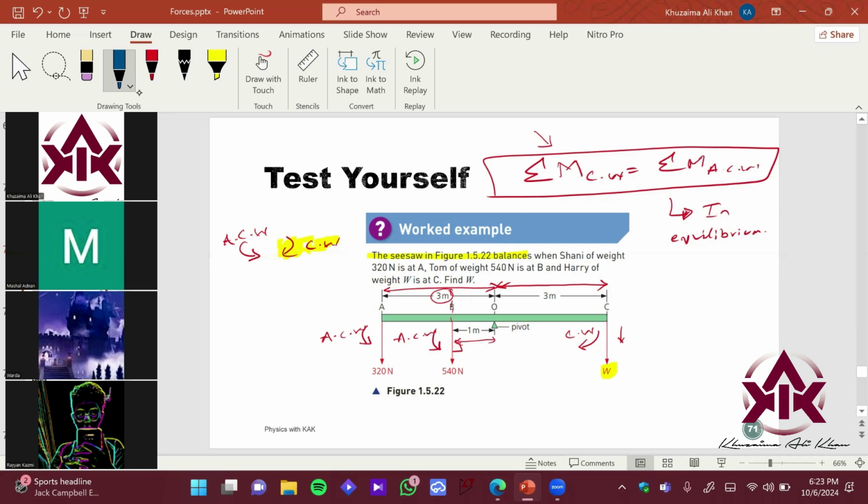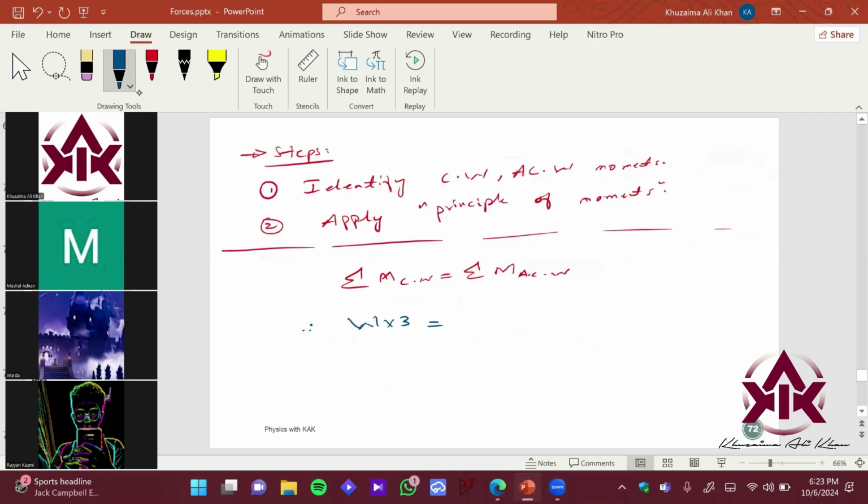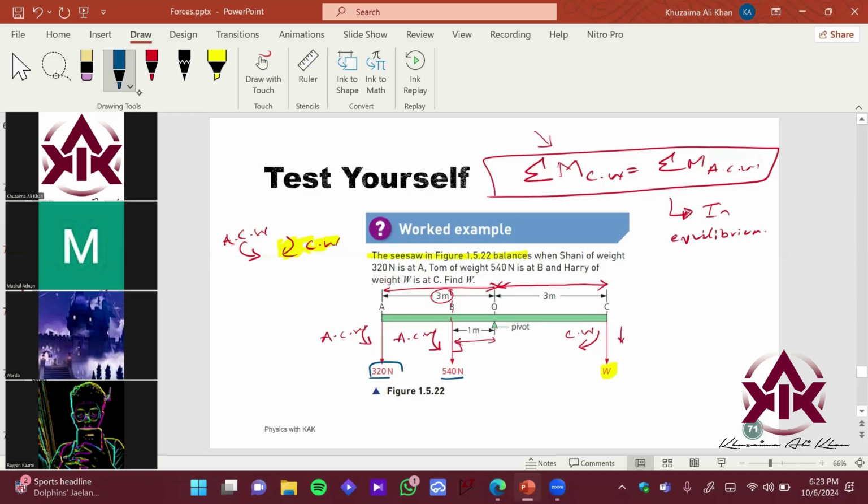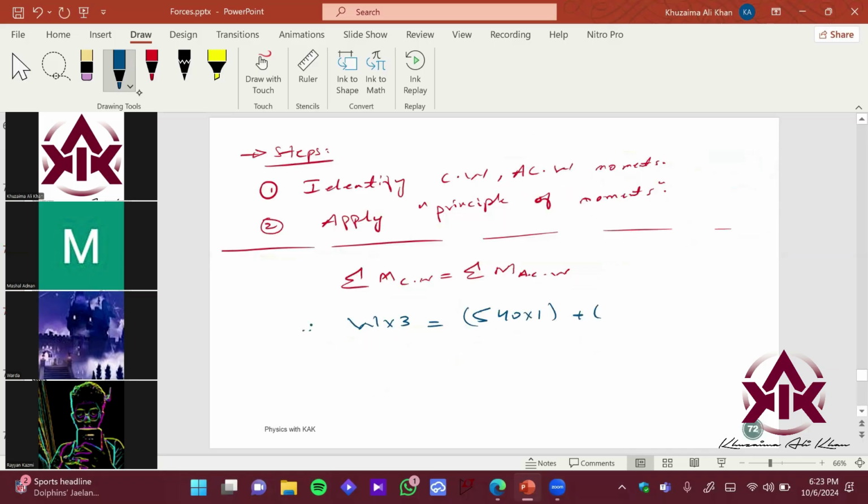Now we have 540 and then 320 Newton, which is causing the anti-clockwise movement. So I'm going to take this component. 540 times 1 is going to produce an anti-clockwise motion, plus what else moment is there? You also have the 320 Newton component, which is causing the anti-clockwise motion, and the distance is 3 meters. So let's sum up all of the moments in anti-clockwise motion: 320 times 3.